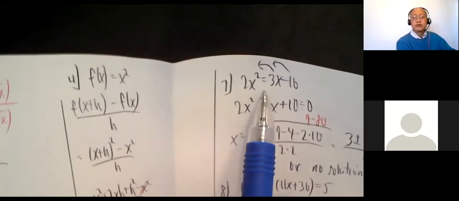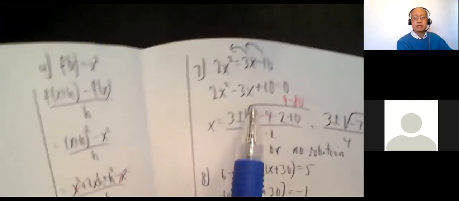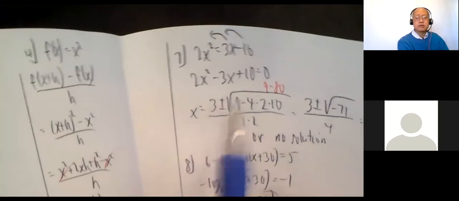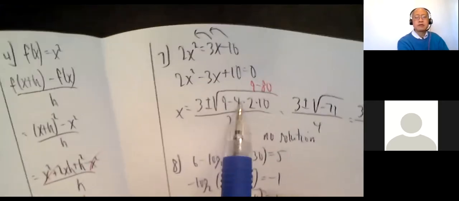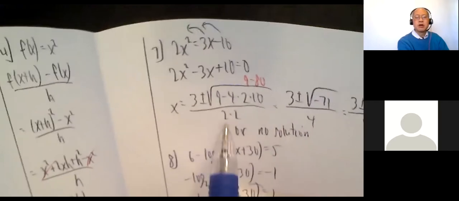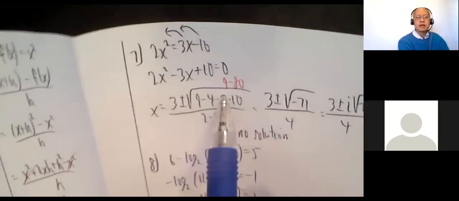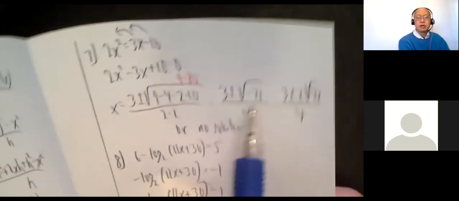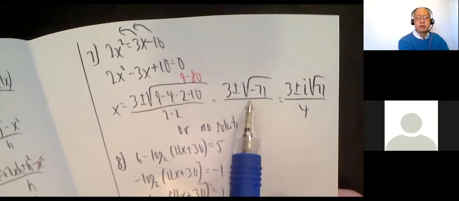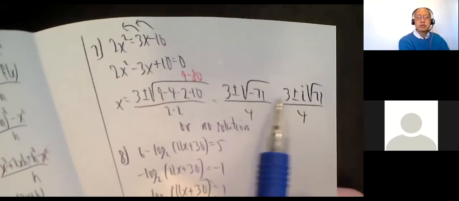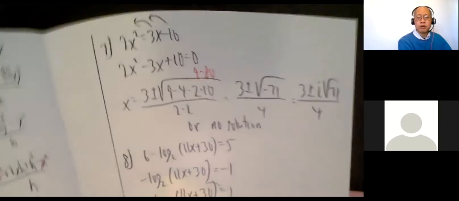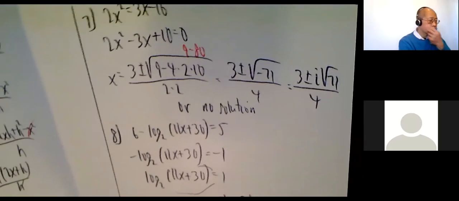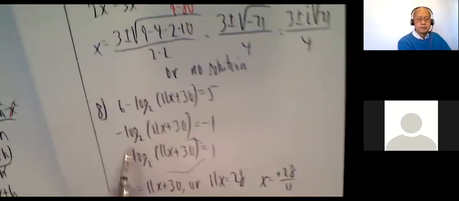Number 7, solve. Move the 3x and the 10 over. 2x squared minus 3x plus 10 equals 0. X is negative b, so 3, plus or minus the square root of b squared, 9, minus 4 times a times c, 4 times 2 times 10, all over 2 times 2. That's 9 minus 80. 3 plus or minus radical negative 71 over 4. The square root of negative 71 is not a real number. It's imaginary, so take out the i. 3 plus or minus i radical 71 over 4. Or at the time, we didn't do any i stuff, so you can also say no solution if it comes out like that. Okay, number 8.